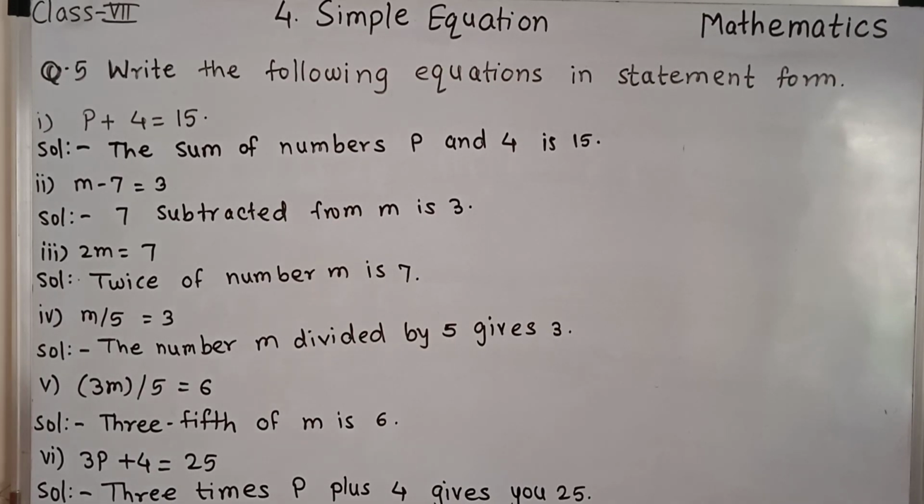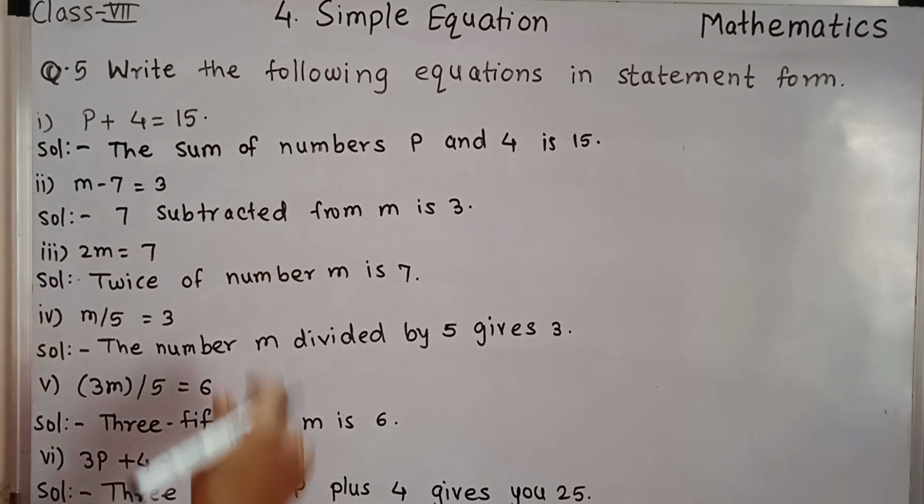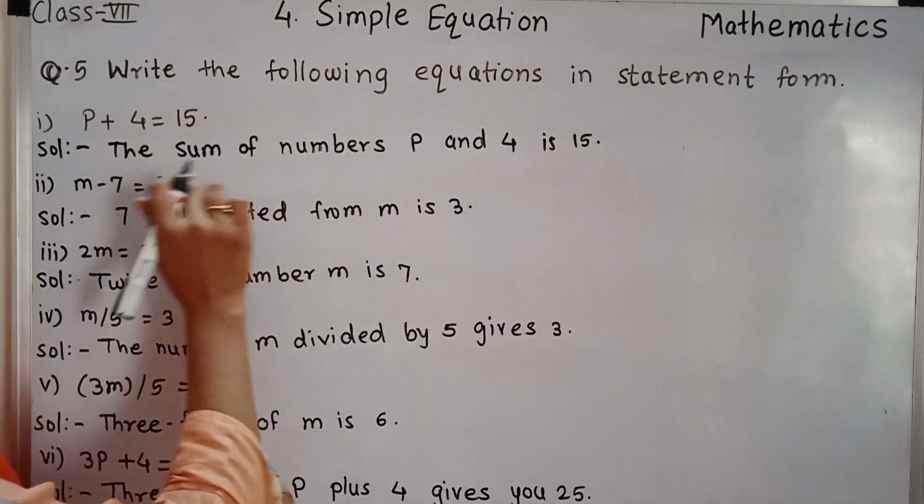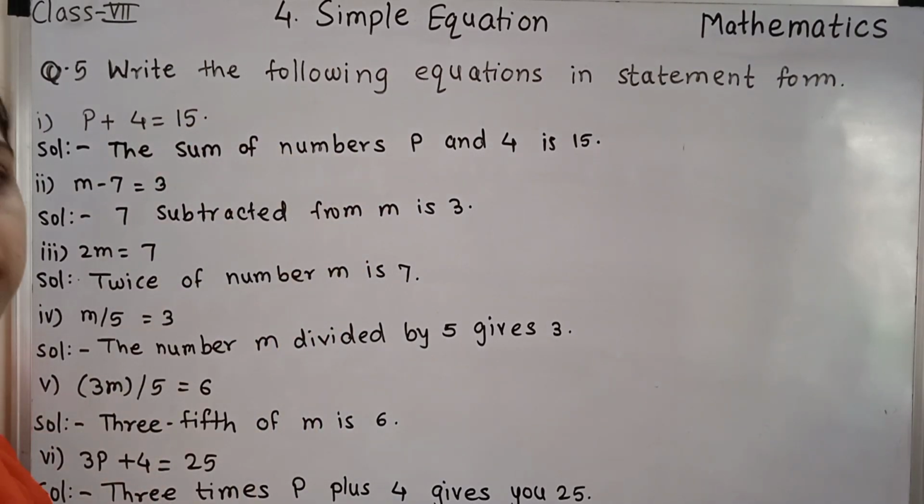Question number 5 is: write the following equations in statement form. In the previous question, we were given the statement and we converted it into the form of an equation. Now we have to do the reverse. We are given the equation and we need to write it in statement form.